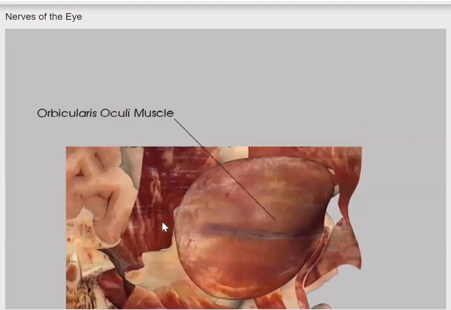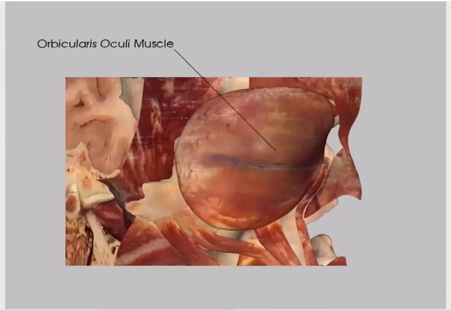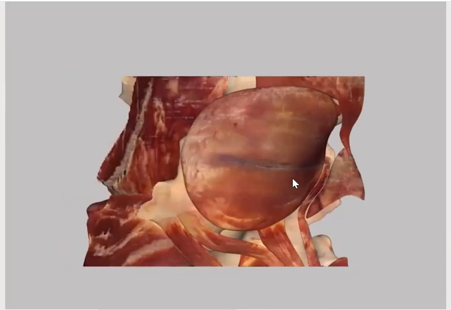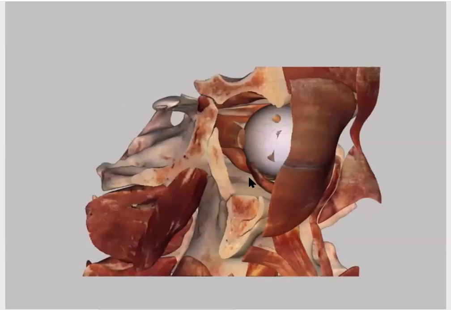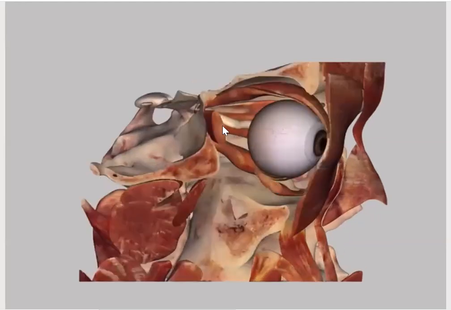We can see parts of the temporalis here on the lateral aspect of the head, the temporal region. As we strip this away, we can see some of the inner muscles that actually move the eye, the ocular muscles, the inferior oblique, the inferior rectus, the lateral rectus. We can see parts of the optic nerve here, and the sclera, which we spoke about, the white of the eye here.